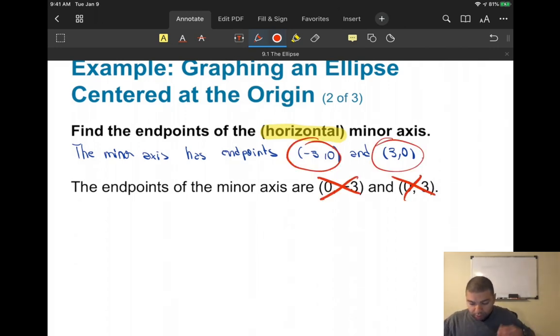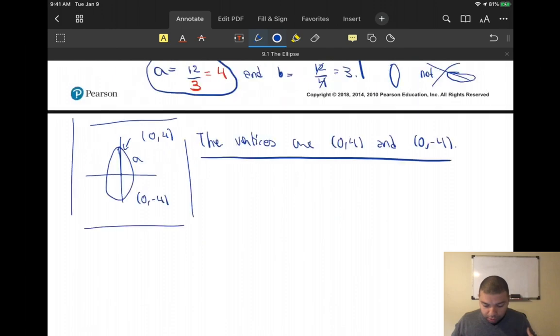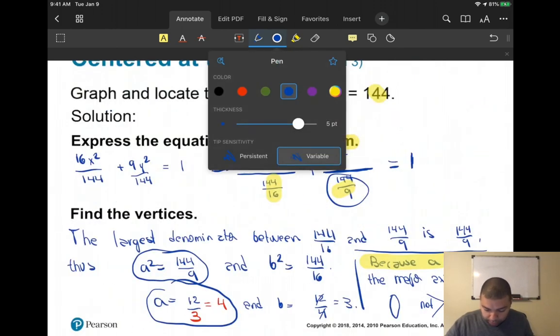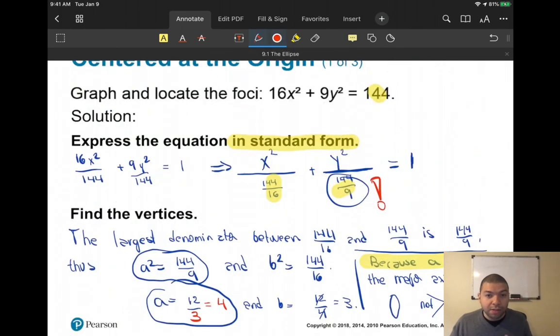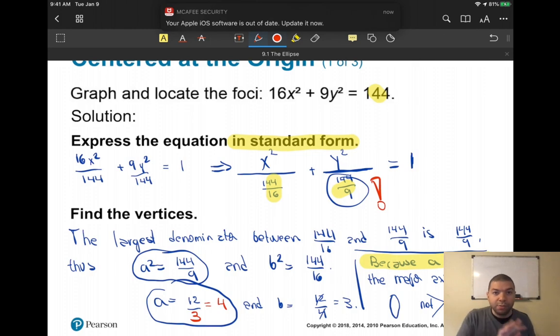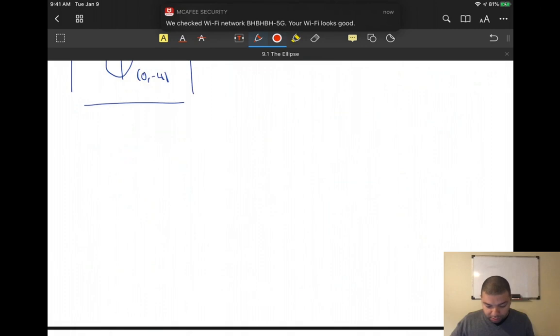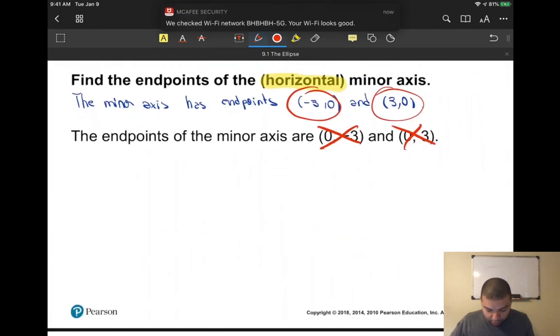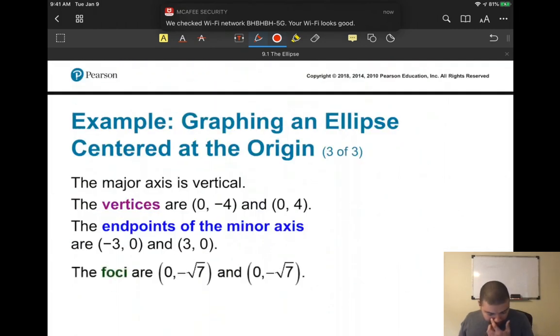And again, the reason why is because the major axis is determined by the larger denominator, right? So go back to the equation. The larger denominator is this guy, so that's the major axis in the y direction because this is underneath y. The smallest denominator is the minor axis, so it's in the x direction, so I have to subtract and add b to the x direction to get the minor axis. Okay? So now I have all the information that I need.